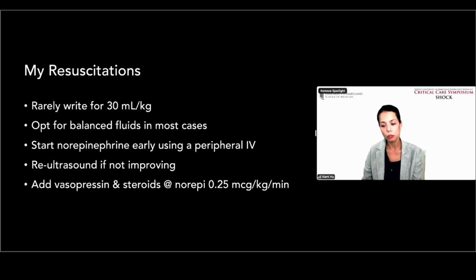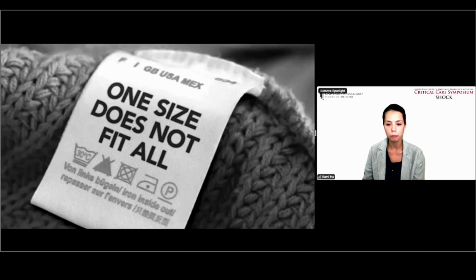I start pressors early and I use a peripheral IV if I don't have time to place a central line or if I don't think it's necessarily going to be indicated. And I re-ultrasound the patient to see how my interventions are working, but I especially re-ultrasound them if what I'm doing doesn't seem to be improving their MAPs or their perfusion. And then I add on vasopressin and steroids about when the norepi gets to 0.25 mics per kg per min. We'll talk a little bit more about that.